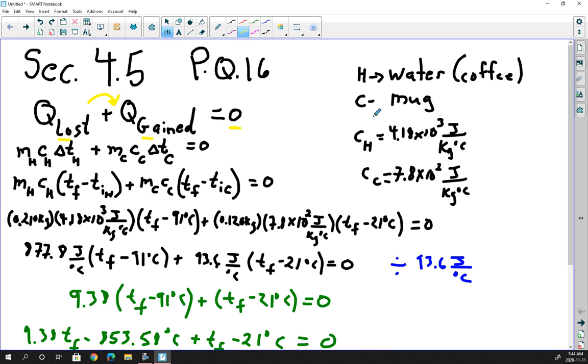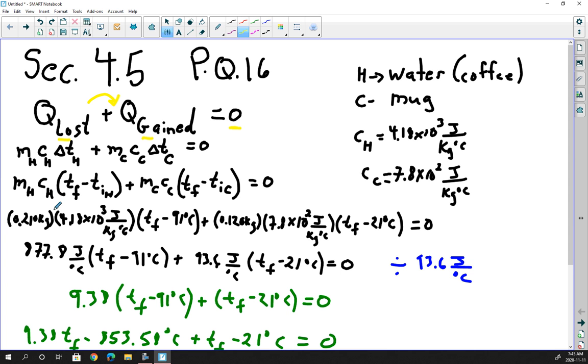Now, we've decided the hot object is the water, the coffee. The cold object is the mug. Here are the specific heat capacities for these. For example, 7.8 times 10 to the 2 joules per kilogram degree Celsius. So it takes 780 joules of energy to change the temperature of 1 kilogram of the material that the mug is made out of by 1 degree Celsius. That's literally what specific heat capacity means.